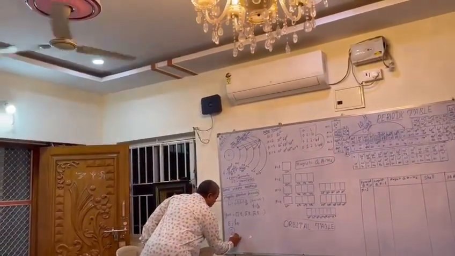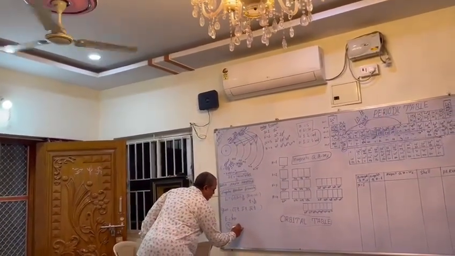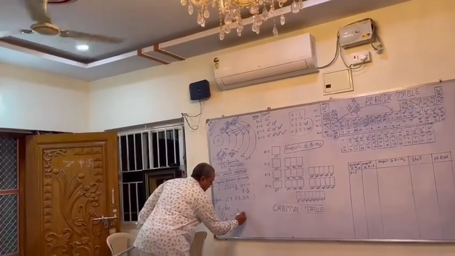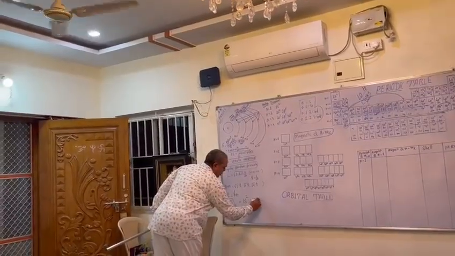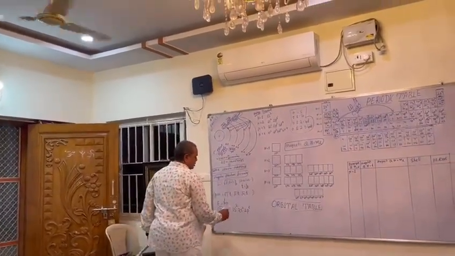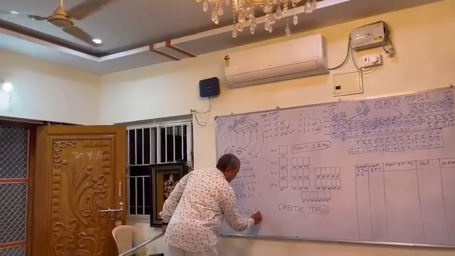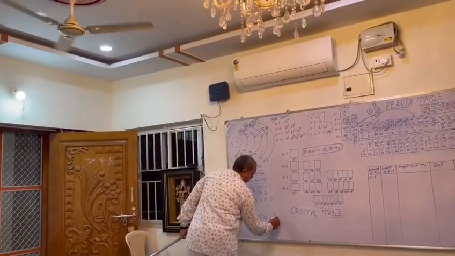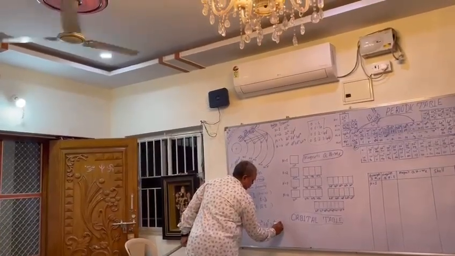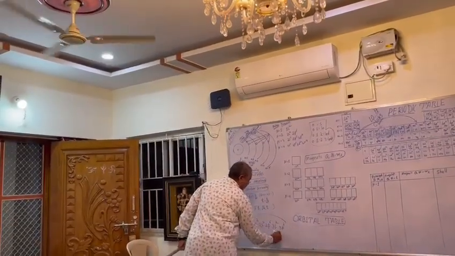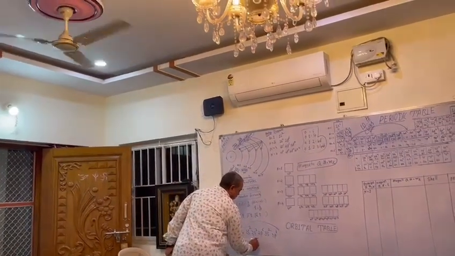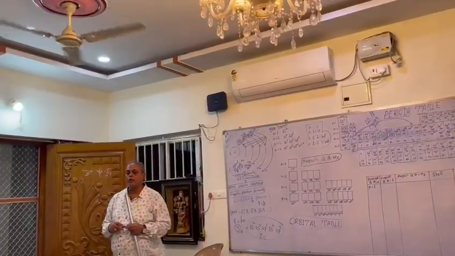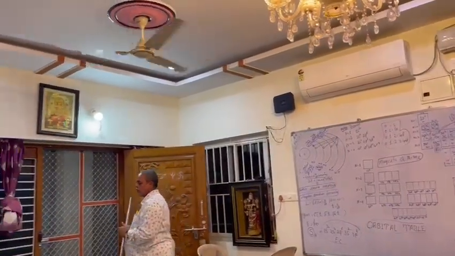16 means first shell 1s2, 2s2, 2p6, next 3s2, next 3p4. In that way you can find the electronic configuration.